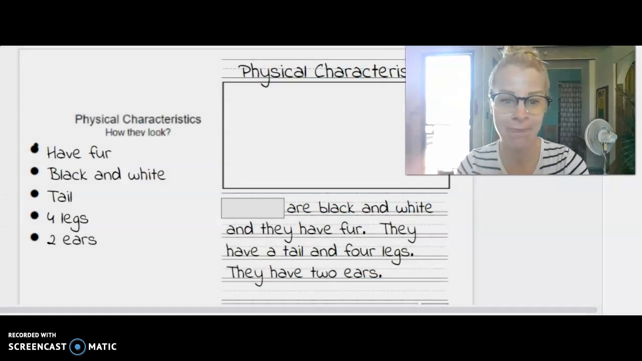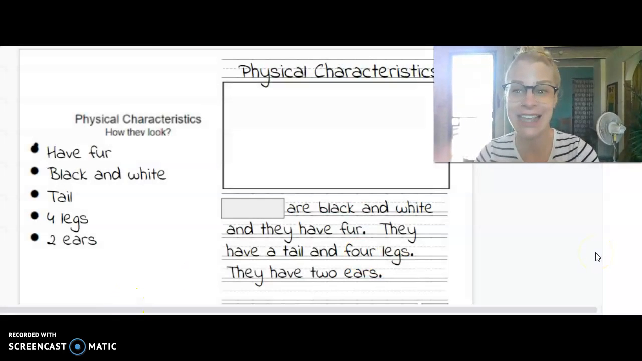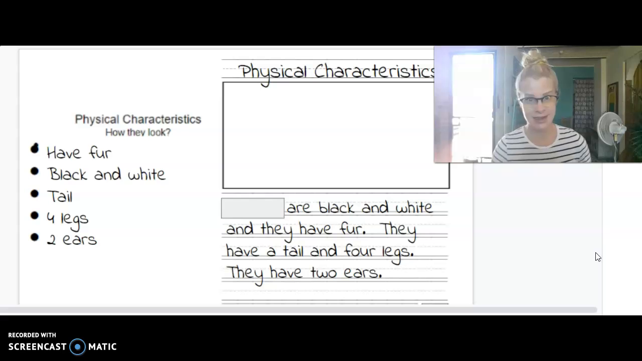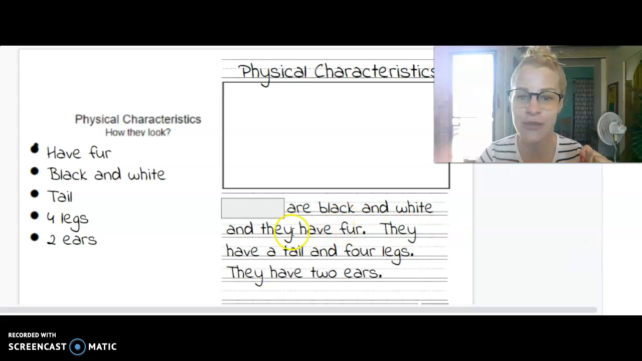Hi, Pre-First. Now that you know what adjectives are, I'm going to show you why they're so important when we are writing. So, this is a chapter from my newest All About an Animal book. It's the physical characteristics of the animal. And so far, this is what I have.